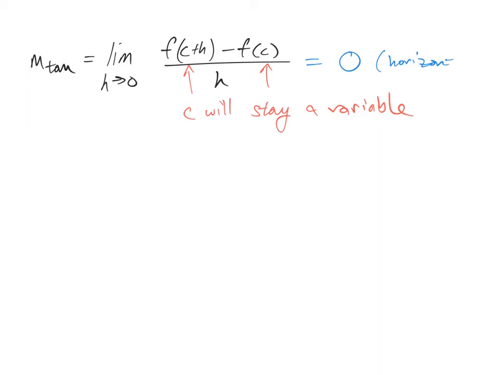horizontal tangent line, or you'll set it equal to whatever slope you need if it's not a horizontal tangent line. But again, we're going to concentrate on the horizontal. So when we find this limit with c's still in the limit, we will set it equal to 0 and be solving for c. Let's take a look at an example.